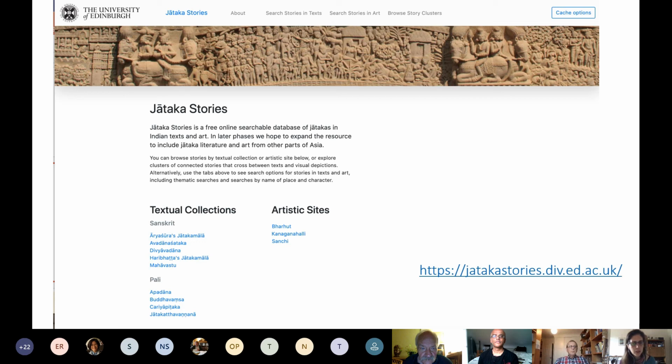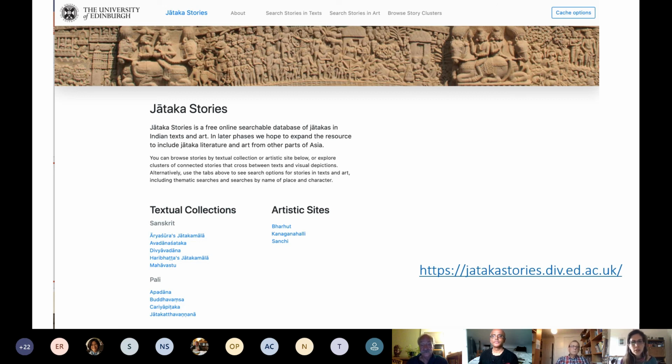But basically, where I've got to is this web page, and it contains already about 700 textual stories, a far smaller number of images so far. It's very much a work in progress. You can see that so far we've included the stories from 5 Sanskrit collections and 4 Pali collections, including all 547 of the Pali Jatakas. So there's already quite a lot of material on here, but we're still expanding it and growing it.